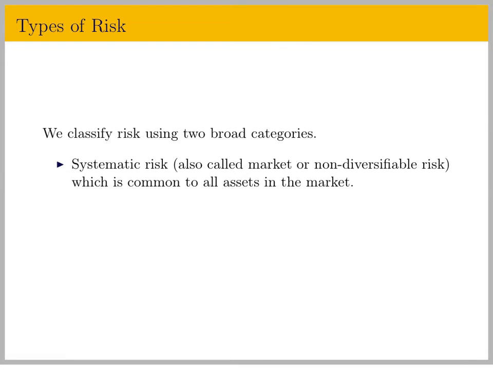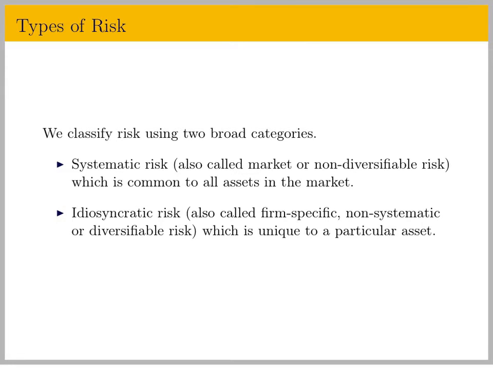The first is systematic risk. That's also called market or non-diversifiable risk. So it's called systematic risk because it's common to everything in the system or everything in the market. And as we'll see, this type of risk cannot be diversified away as you build a portfolio.